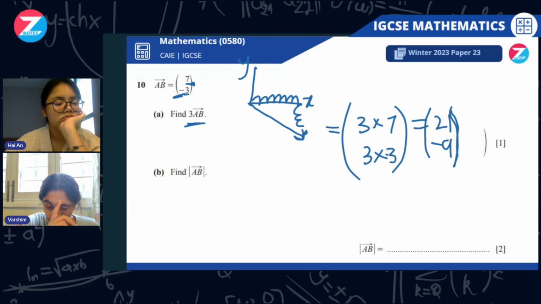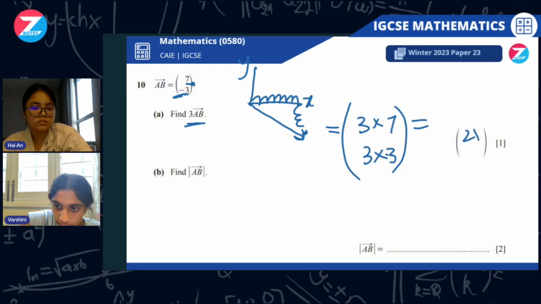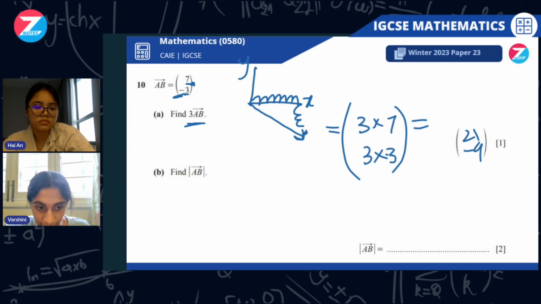It's just a regular fraction, so we leave this as 21 and minus 9. Okay, part B, find the modulus of AB, and we know when they put these two lines on either side of the vector, sorry, my bad, they want us to find the magnitude of the vector.